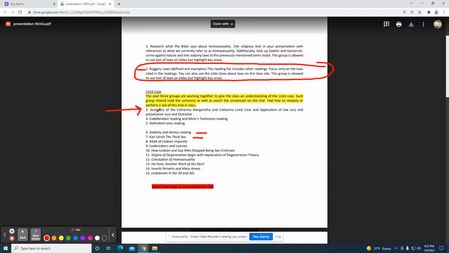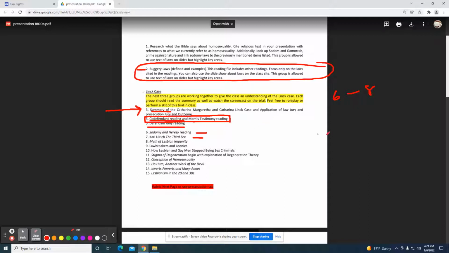The one thing I want to point out is if you are assigned one of the Link case readings, this could potentially be broken down into a group of 6 to 8. So if it's 6 to 8 students, then 2 students will do the summary. The defendant will be another 2, and the co-defendant would be another 2, and the mom's testimony. In this case, you also might be assigned the co-defendant and the mom's testimony.